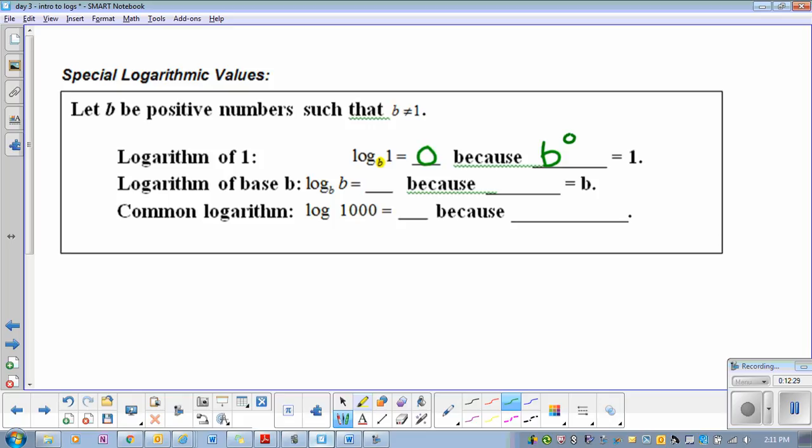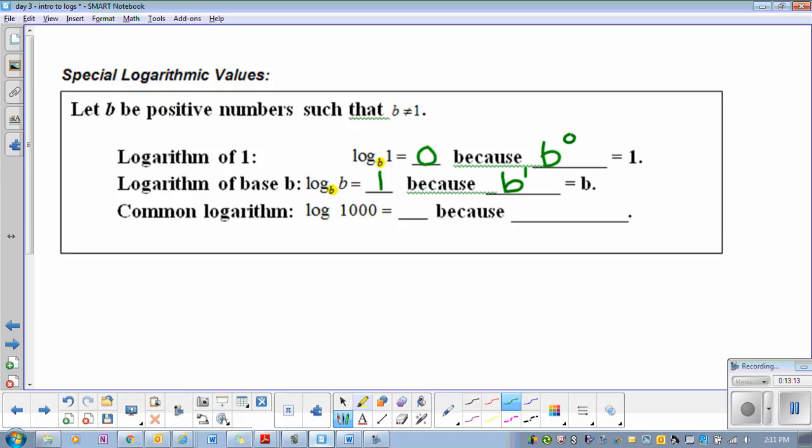So how about logarithm of base b? So let's look at this one. B to the what power gives me b? Think about it. If b was a number, to what power gives you the same number? Good. There you go. Good job. Because b to the first power gives you b. Okay? And they love doing this in math. They use these variables to tell you could plug in any number, right? And that's the rule.